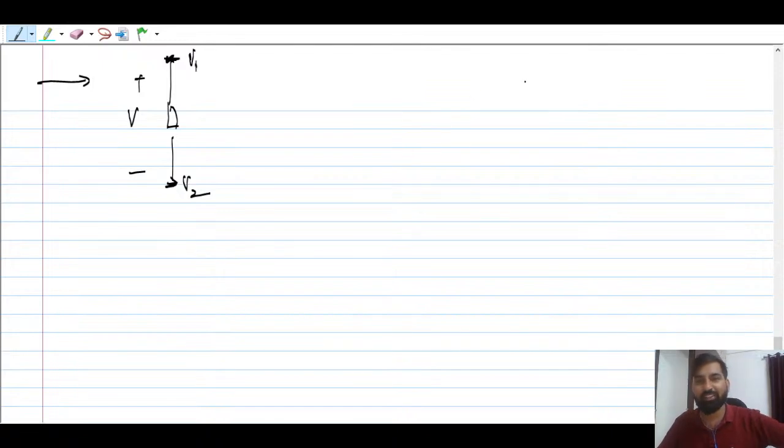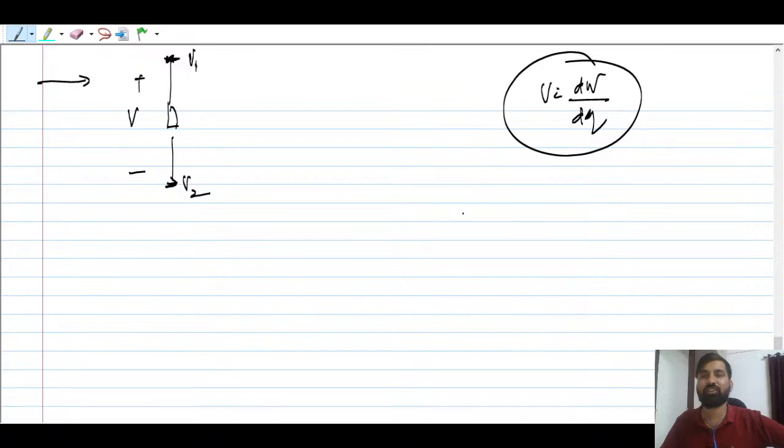So voltage will be nothing but dW, you can say. I will tell you the definition here, just wait and watch. The voltage is going to be dW by dQ. This is the definition of voltage, you have to remember. In case of current, it is dq by dt.